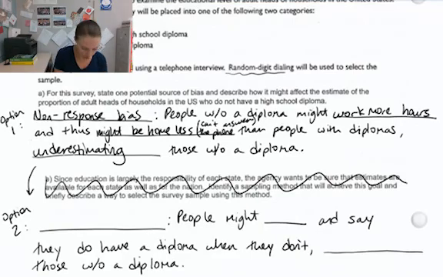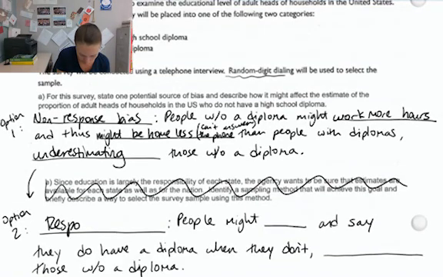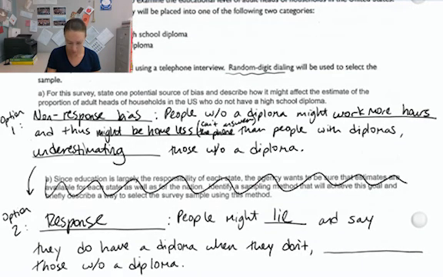Option number 2, we could have response bias. People might lie and say that they do have a diploma when they don't. Again, this would underestimate people without a diploma. So maybe they're ashamed about not having a diploma, so they lie and say that they do. Again, this would skew our results towards seeing more people with a diploma than what would really happen in the population. And that's it for today's lesson.